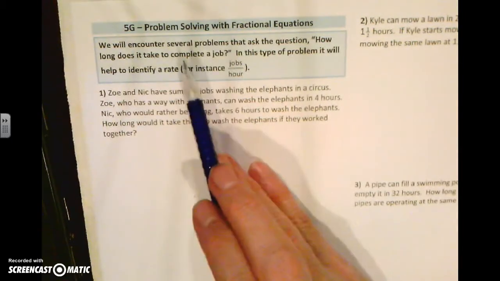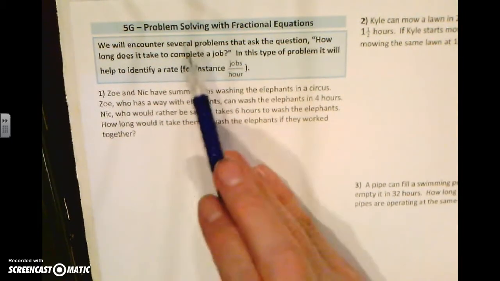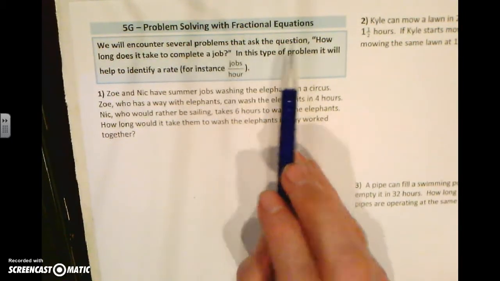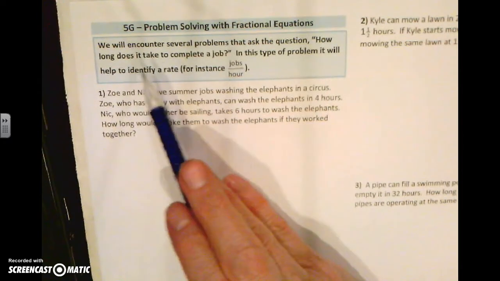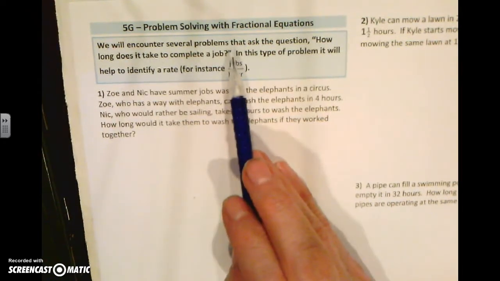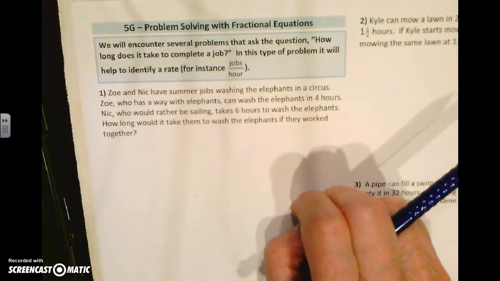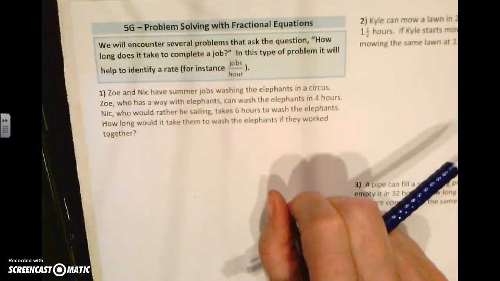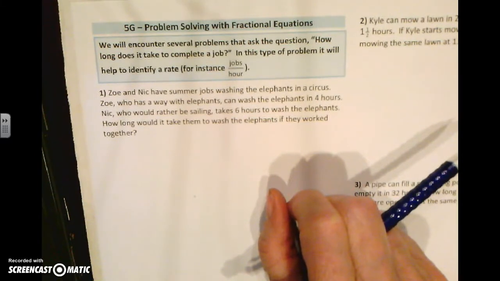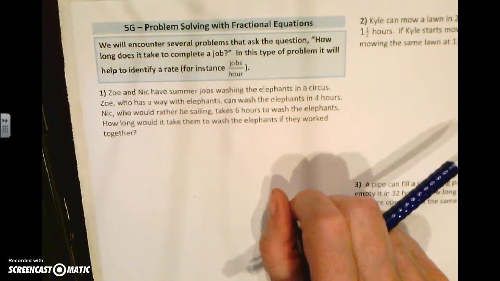In this first group of problems that we're going to be doing today, we're going to see situations where they ask the questions, how long does it take to complete a job? So say, for example, you might be painting all the fences in your neighborhood, and you can do a whole fence in 10 hours, and you have a friend that can also do a whole fence in 10 hours. But you're kind of bored and you'd like to work together.